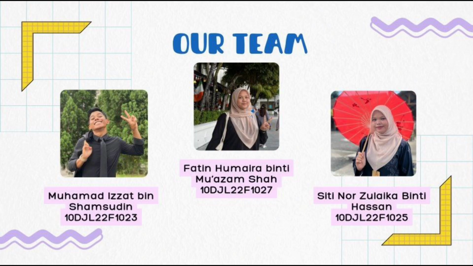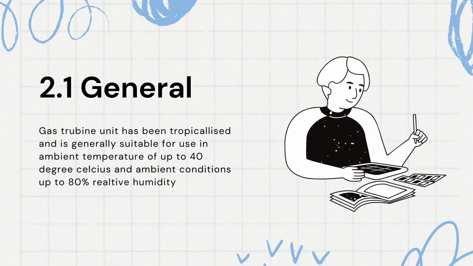My name is Muhammad Izzat bin Shamsuddin, matrix number 10 DJL30022F 1023. My name is Fatin Humaira binti Muazzam Shah. My matrix number is 10 DJL22F 1027. My name is Itina Zulaika bin Hassan. My matrix number is 10 DJL22F 1025.